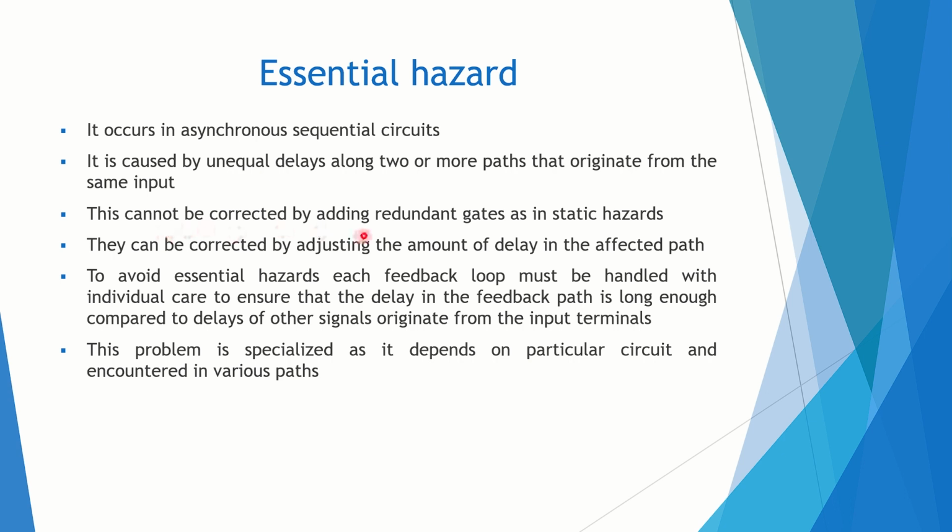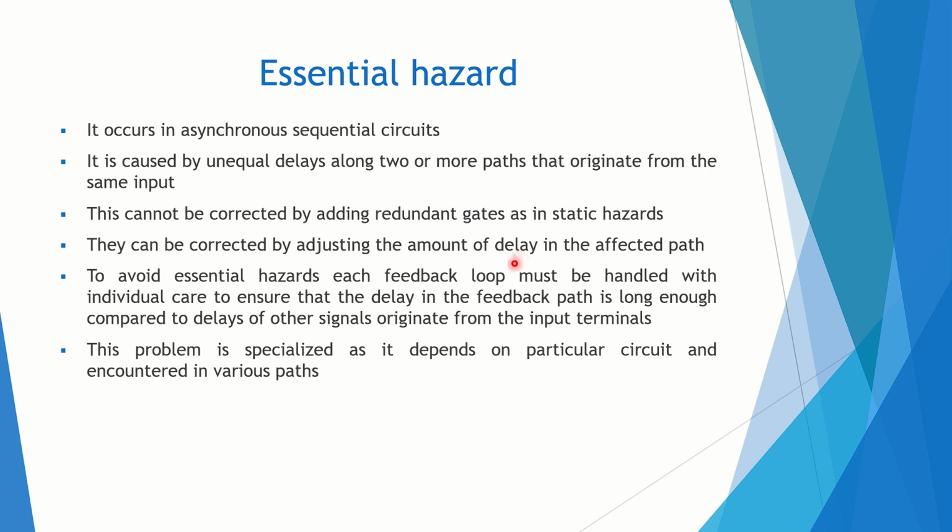This cannot be corrected by adding redundant gates as in static hazard. That is an important point here. This cannot be corrected by adding redundant gates, as we have done in previous circuits. They can be corrected by adjusting the amount of delay in the affected path. Suppose there is more delay in one path and less delay in another path, we can adjust the delay in the smaller delay path, equaling it to the bigger delay path.